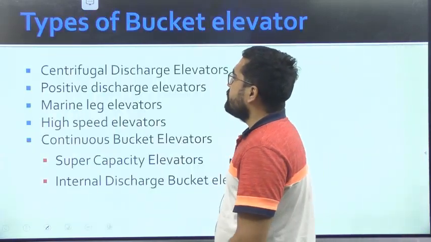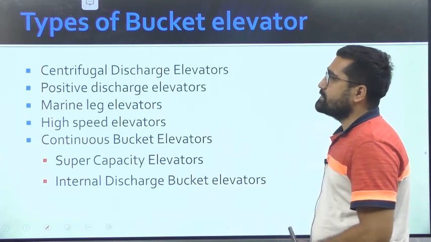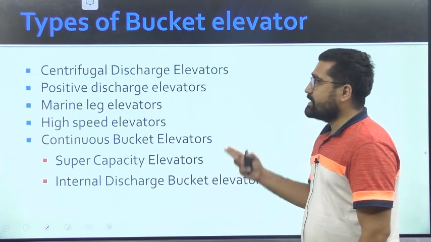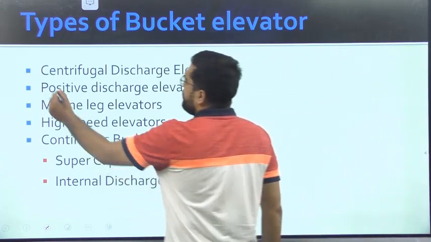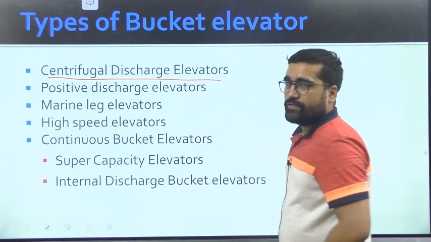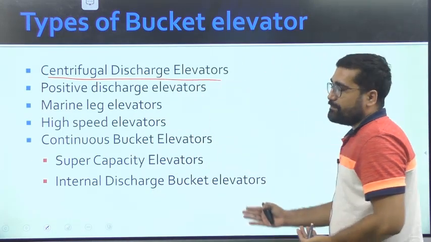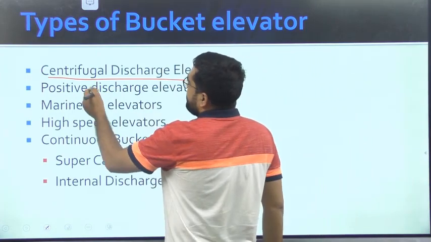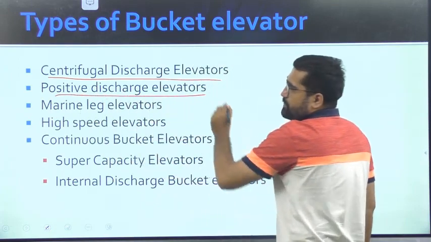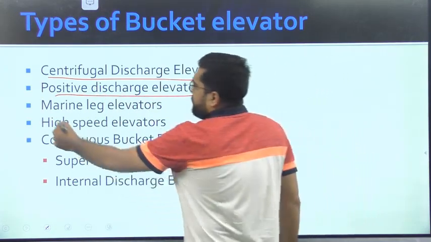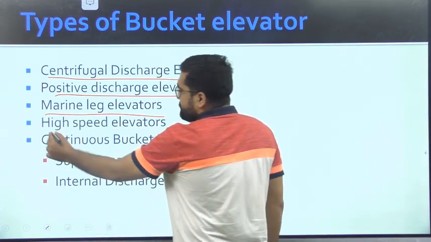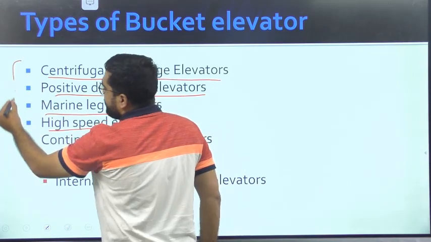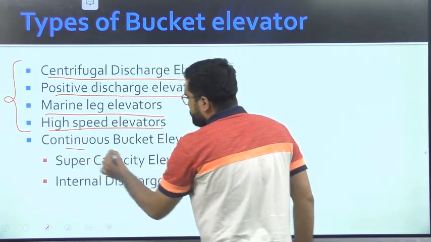After components we are having different types of bucket elevators. So there are various types of bucket elevators. Most commonly used I have listed here. So first one is a centrifugal discharge type bucket elevator. We will see these types of bucket elevators in detail in further slides. So first one is the centrifugal discharge, second one will be the positive discharge elevator, marine leg elevators, high speed elevator, and then apart from these four there is another category of bucket elevators which is continuous bucket elevator.